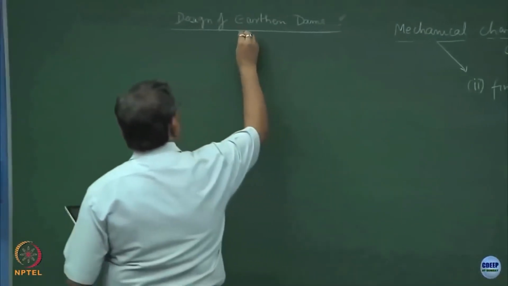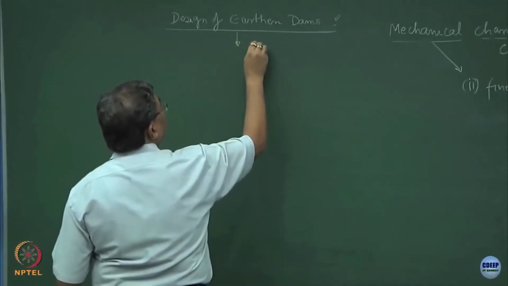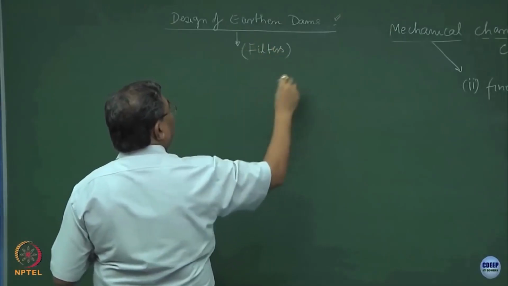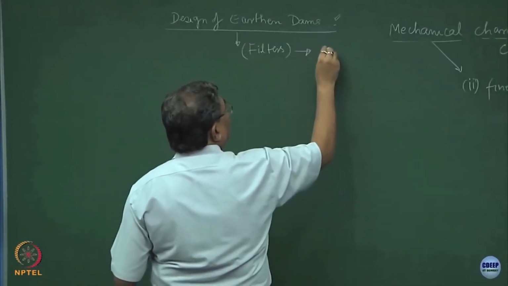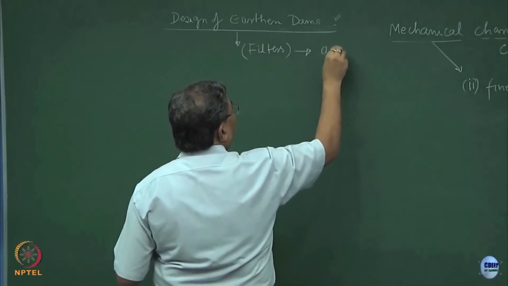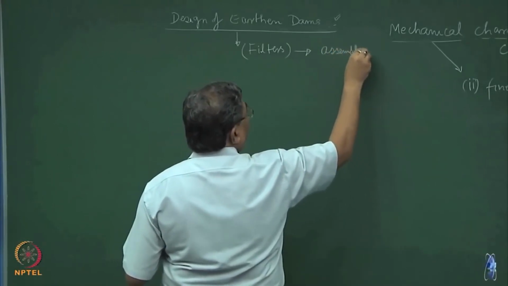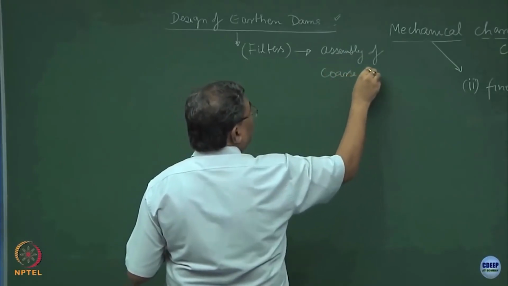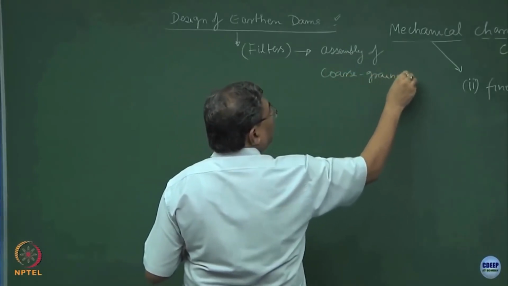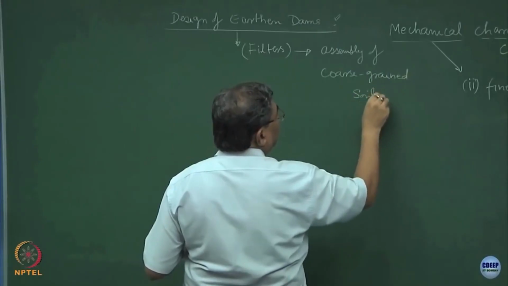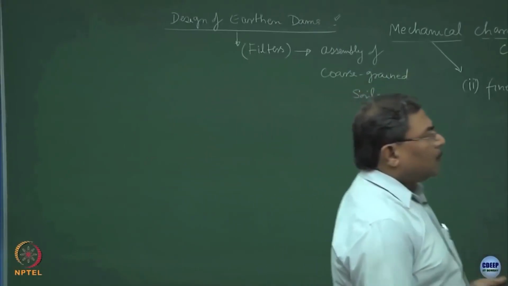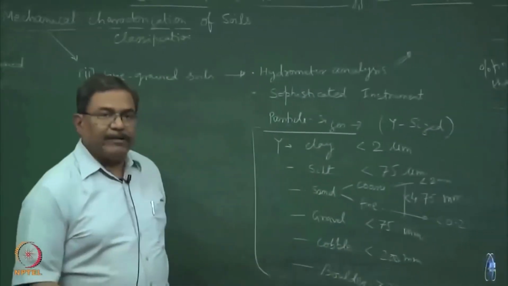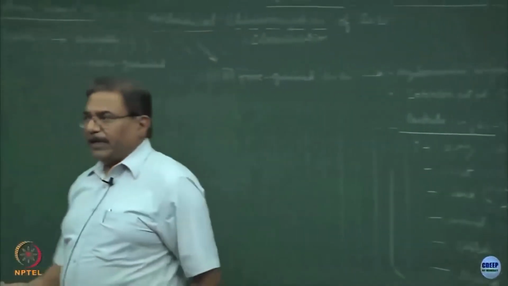One of the components of the earthen dam is filters, and filters are nothing but an assembly of coarse grained material. So, when I say coarse grained soils, you will be utilizing different components, fractions, in such a way that you can form a good filter media.